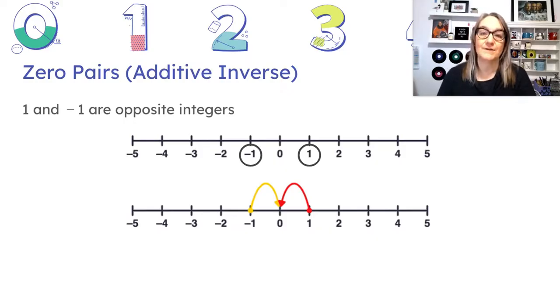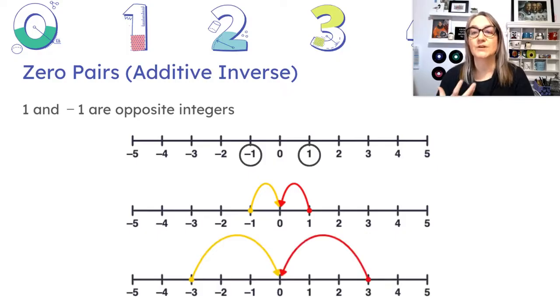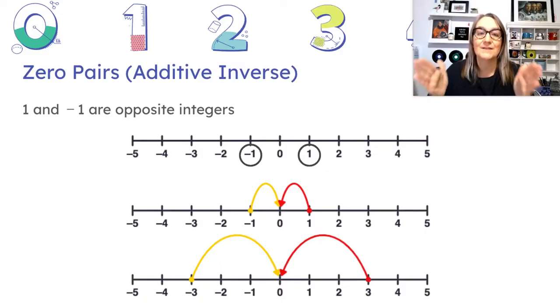Let's try that with a different pair of opposite integers. This time we'll use 3 and -3. When we represent the two opposite integers on a number line, we see the same thing. We add them together, we meet back at 0.